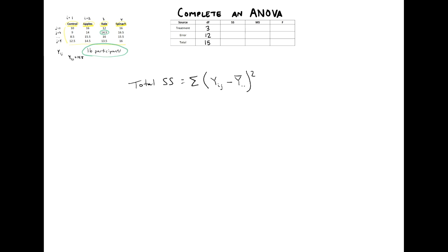So if we look at y 1,1, it is equal to 10. That is this value right here, in the control group. So what we do here, first of all, we need to find y bar, the grand mean. To do that, we need to sum up all of the values, all 16 participants' values, and then divide by 16 for the mean. I'm going to do that really quickly, and then I'll get back to you.